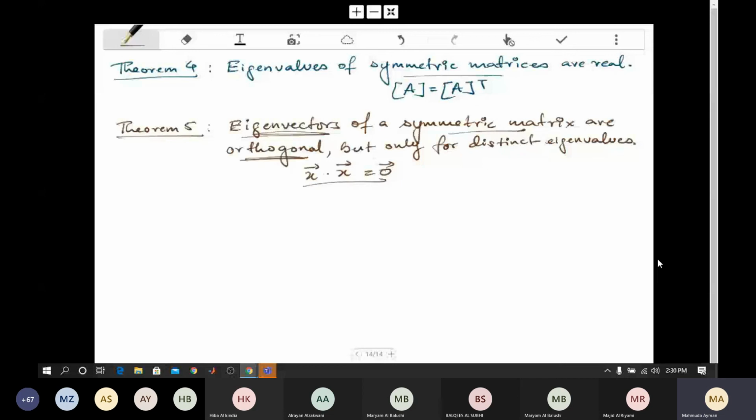But there is a condition for this: it is only true for distinct eigenvalues. So the eigenvalues need to be distinct from each other. Only then is this theorem true.